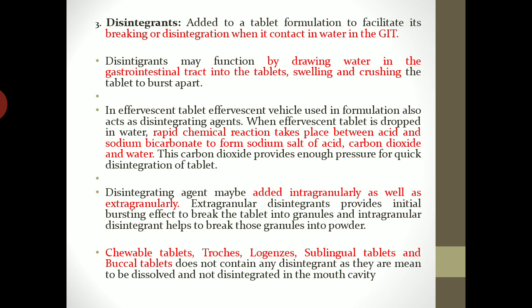The next category of excipient added in tablets is disintegrant. They are added to tablet formulation to facilitate its breaking or disintegration when it contacts water in the GIT. So the most important thing about a disintegrant is its mechanism of action.